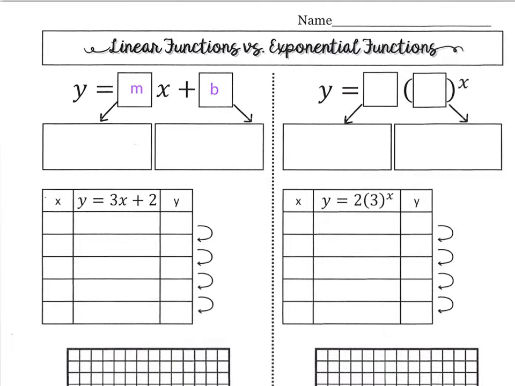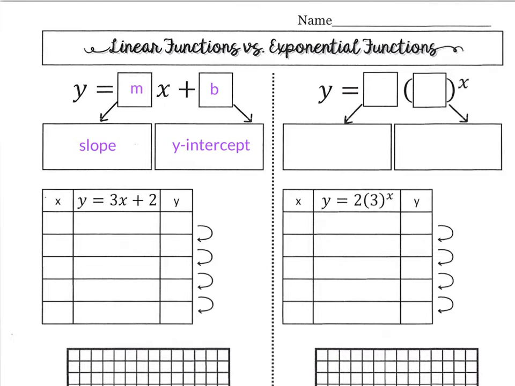Okay, so the equation for a linear function is y = mx + b. The m represents the slope, and the b represents your y-intercept. So remember, the slope is your rise over run of a function, and your y-intercept is where the function crosses the y-axis.